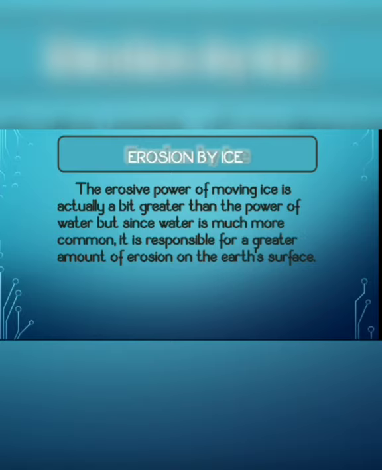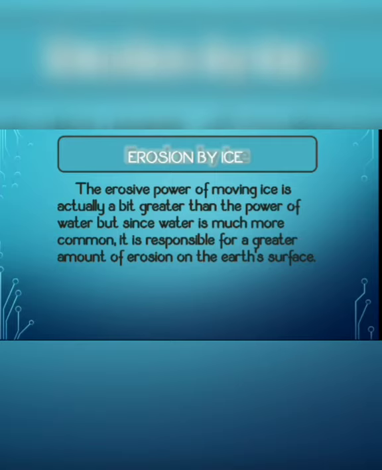These high altitude regions have a higher amount of snowfall, and because of that, the snow gets accumulated in a large amount, which in turn gets converted into ice. This ice starts moving downwards through the slope, and that process is called erosion by glaciers.